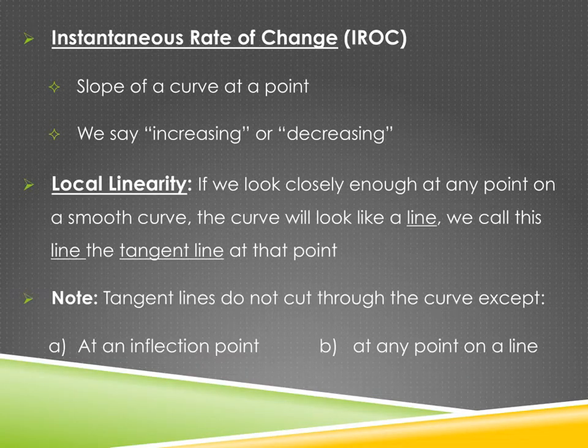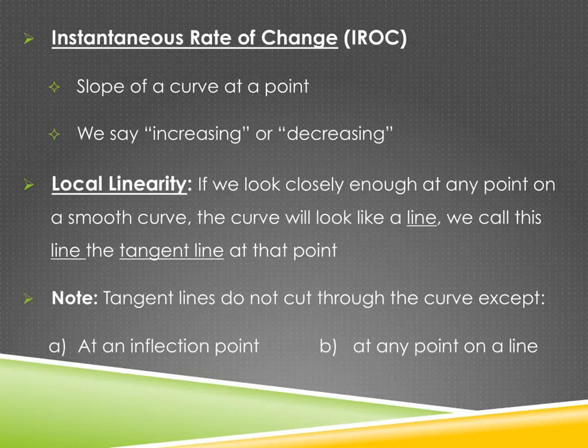All right, so instantaneous rate of change. I mentioned last time we were going to come across one more rate of change, and that it would be called IROC. This is instantaneous rate of change. The instantaneous rate of change is the slope of a curve at a point. And this is the time when we're not going to say past tense -ed. It wasn't increased or decreased. It will be increasing or decreasing.